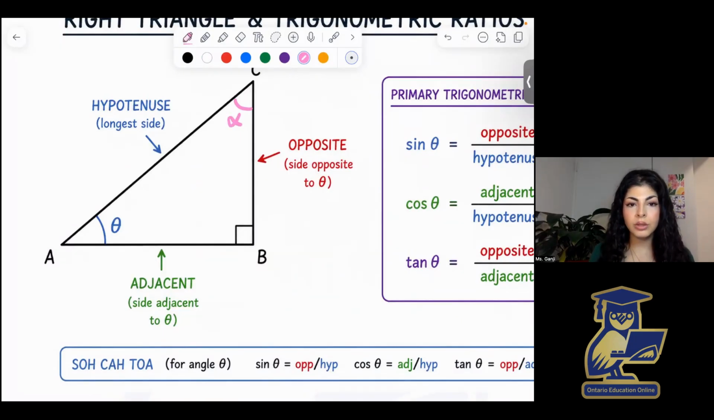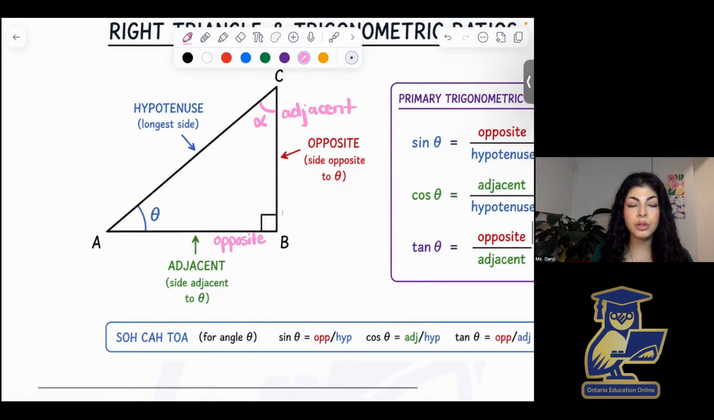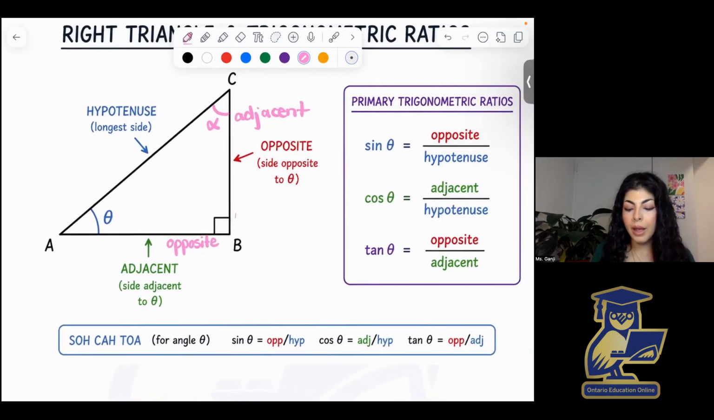The reason I chose to not go with beta is because it looks a little too close to B. So we'll go with alpha there. Now, with respect to alpha, the side length that's opposite to it is going to be this side length, and this side length is the adjacent side length. So it does matter which angle. You do have to know which angle you're given, or make sure you are matching the side lengths correctly when you are evaluating these ratios.